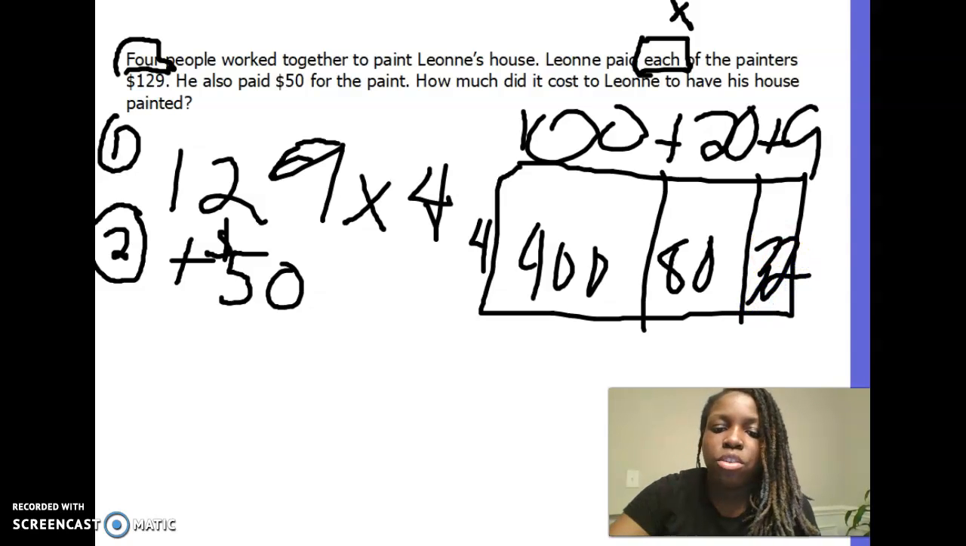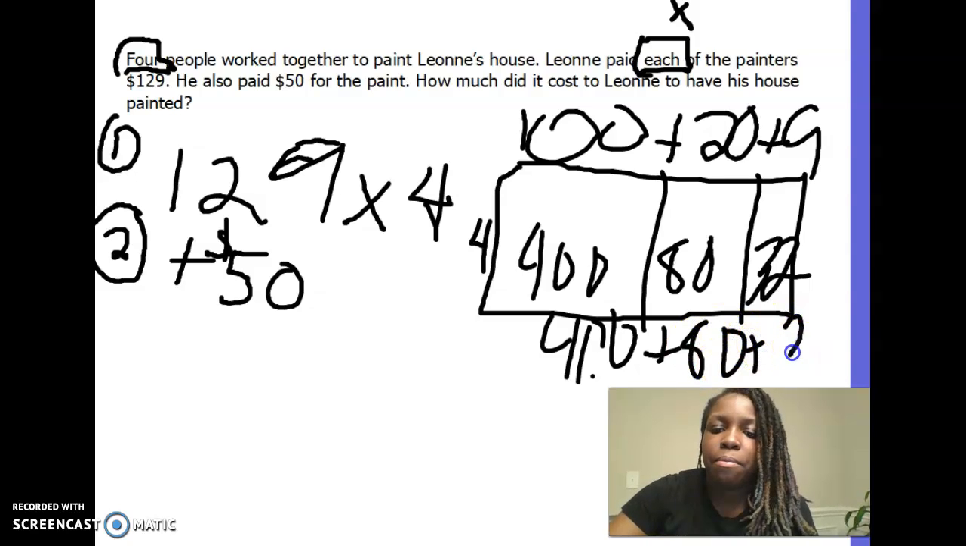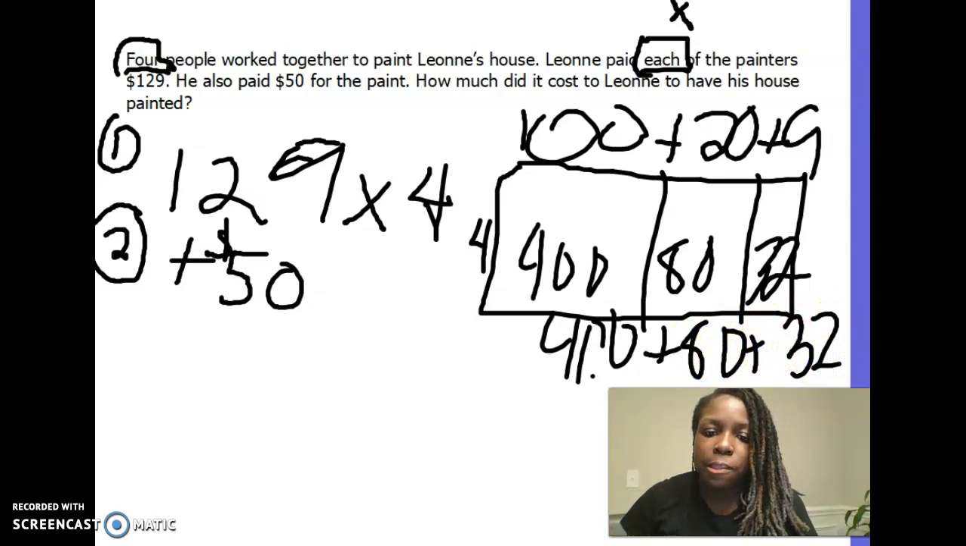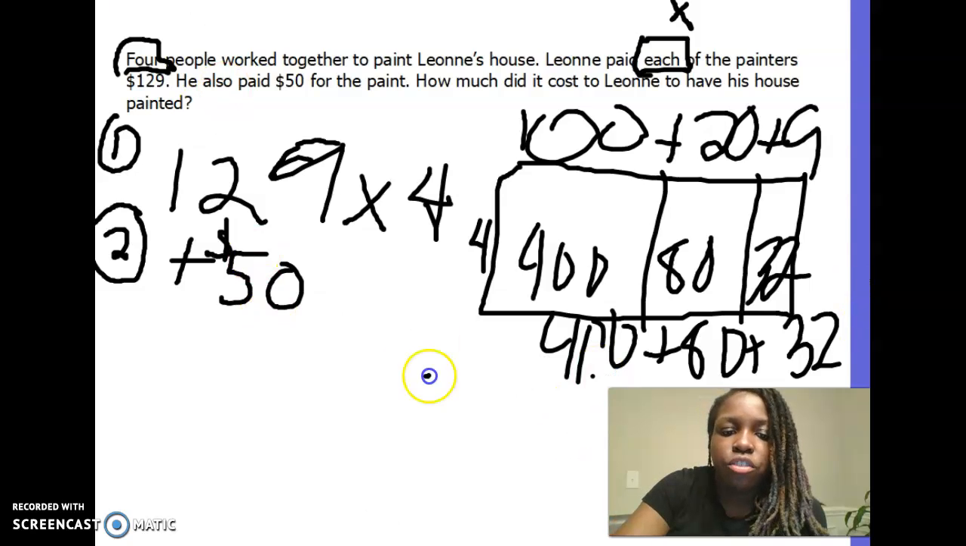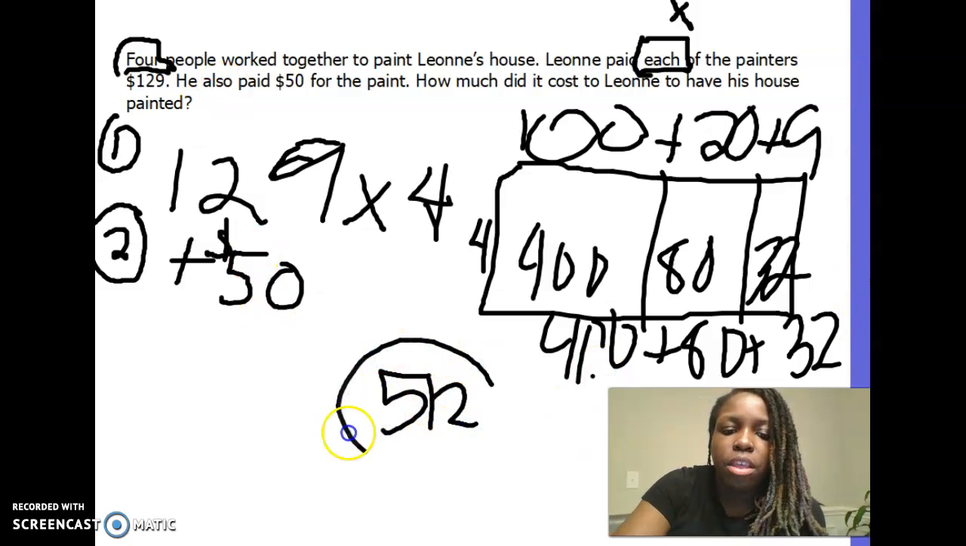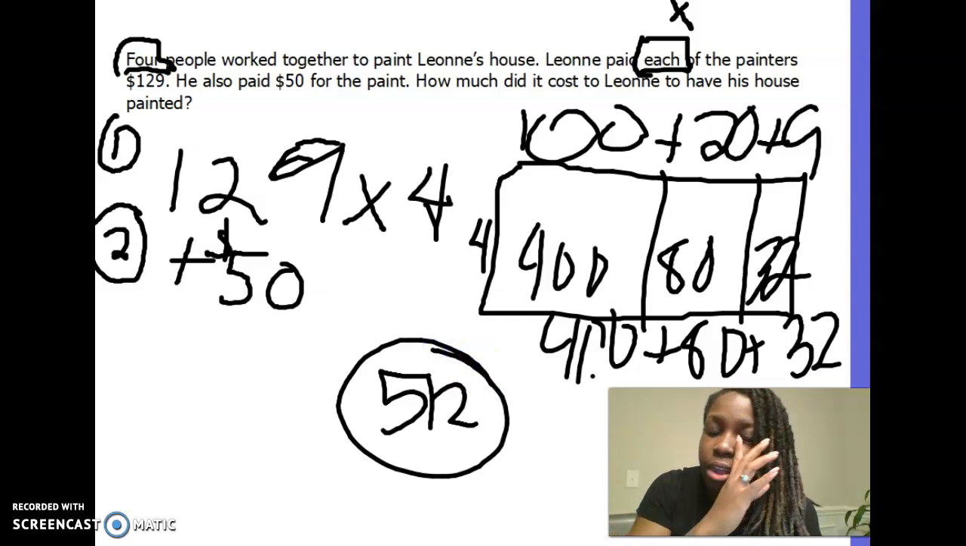So when I add up 400 plus 80 plus 32, what will I get? Then you should get 512. So after I add those up, that's how much he paid for the 4 people to work on his house.